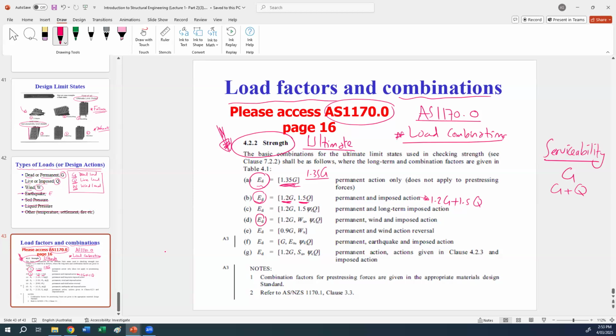For example, the first one here, we have 1.2 G plus WU plus psi CQ. As you can see here, we have 1.2 G and WU, but in serviceability it's called WS. So U for ultimate, S for serviceability.